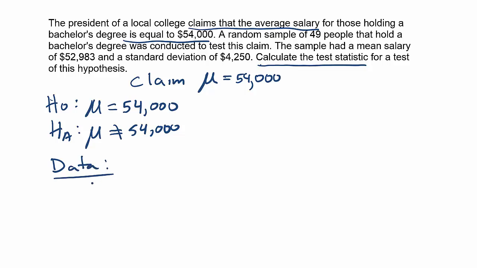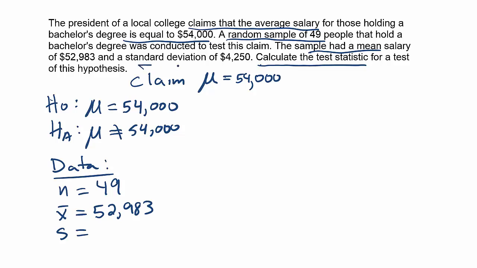Let's see what data they provided us with. We'll need a sample size. Generally, we will need an x bar, and we'll need a standard deviation. That's typically what's given. So it looks like they had a random sample of 49 people, so your n will be 49. It says that the sample had a mean, so your sample mean then is 52,983. And then finally, they say the standard deviation was 4,250. Okay, so there are your values.